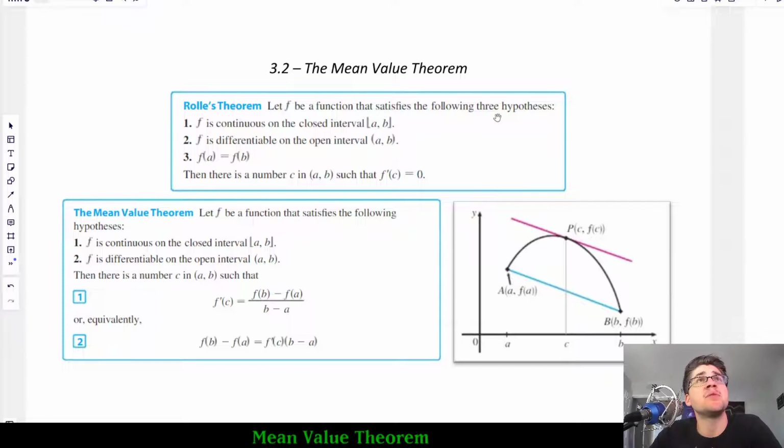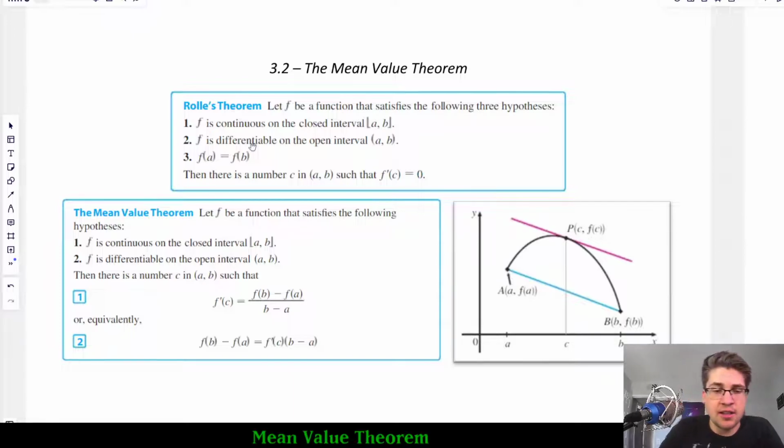1, f is continuous on a closed interval. 2, it's differentiable on the open interval, excluding the endpoints, because again, endpoints may or may not be differentiable if they are not smooth. And then number 3, f of a is equal to f of b. It says if those 3 things are true, then there is a number c in (a, b) such that f prime of c is equal to 0. So this is actually equally, if not more important than the mean value theorem.